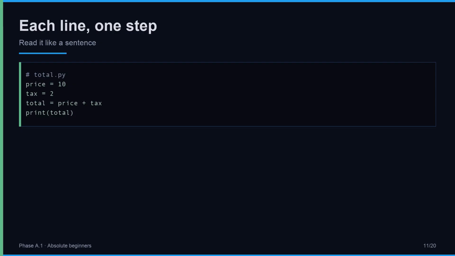By the time the computer reaches the print line, total already holds the answer 12, because the lines before it did their work in order. This is how every program reads, one plain step after another.